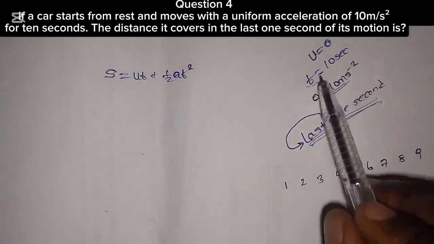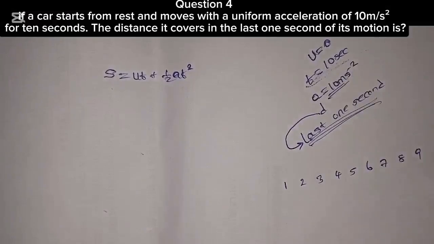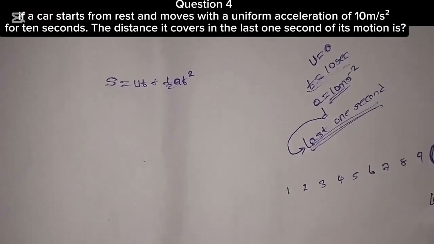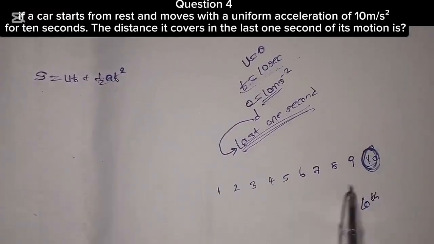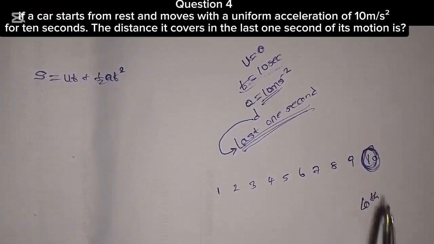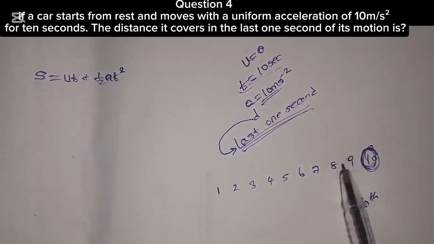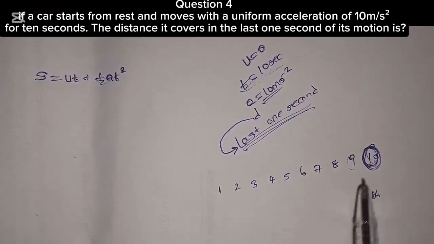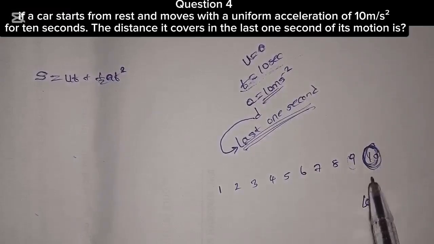Now the time is 10 seconds, right? So they say you should calculate the distance in the last 1 second. The last 1 second is the 10th second, the last one. If they said the last 2 seconds, it would be the 9th one. So the last 1 second is usually the 10th second.